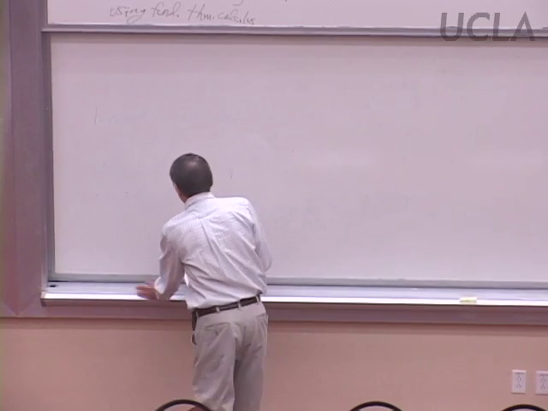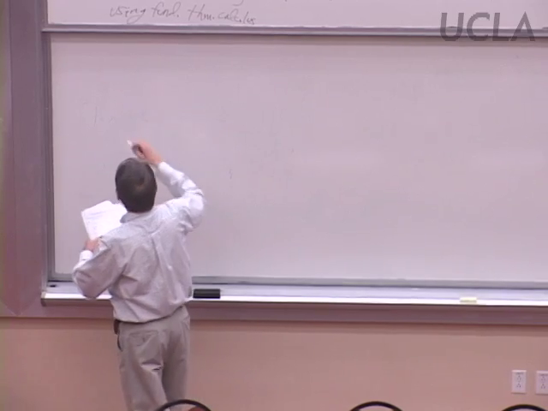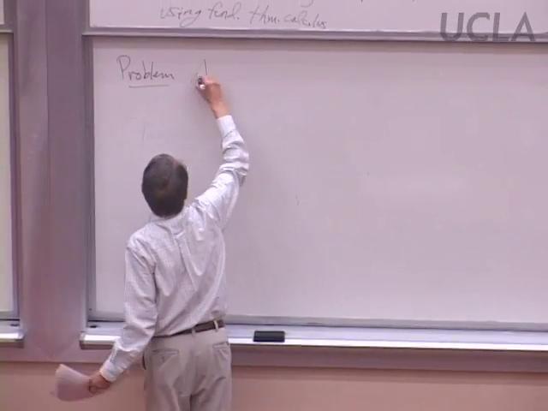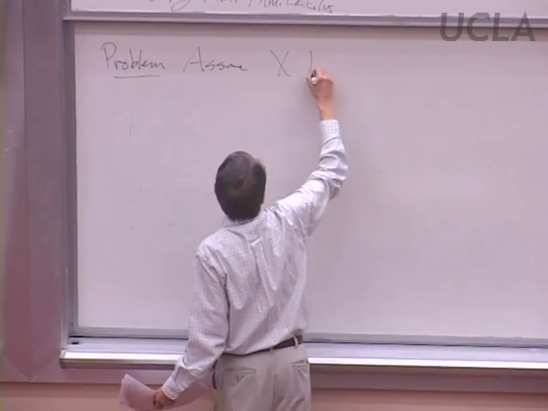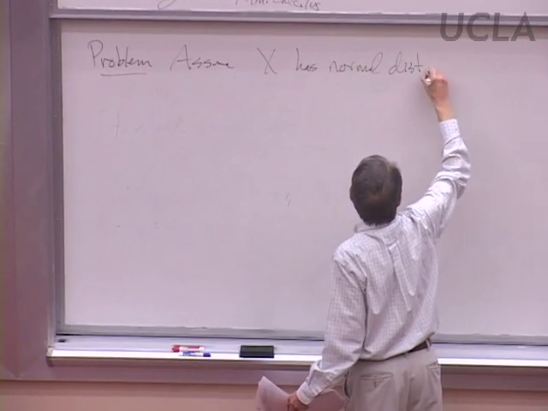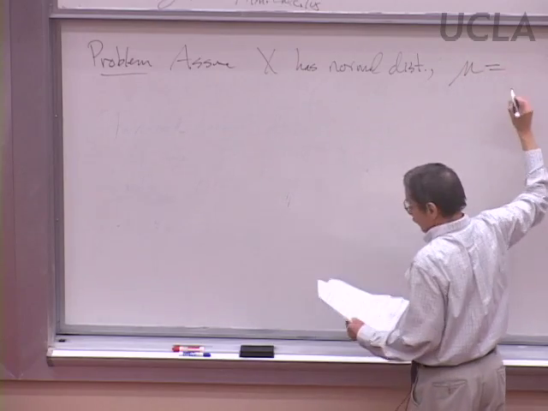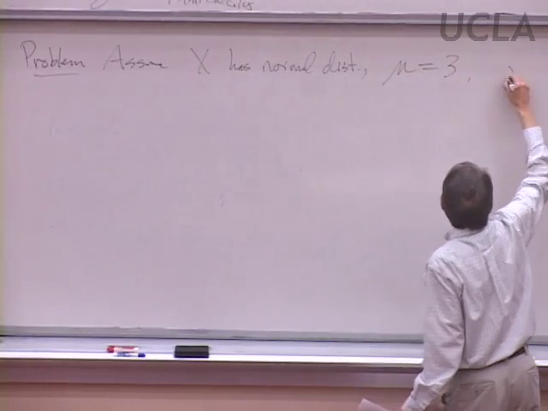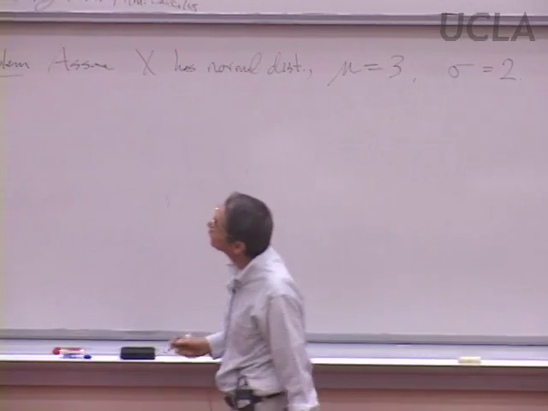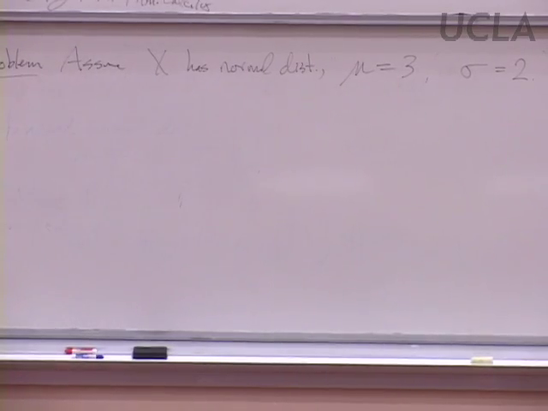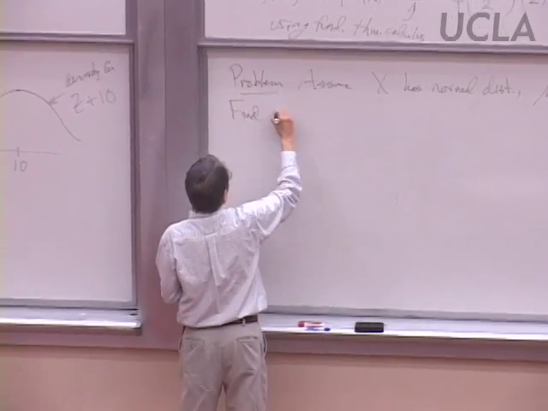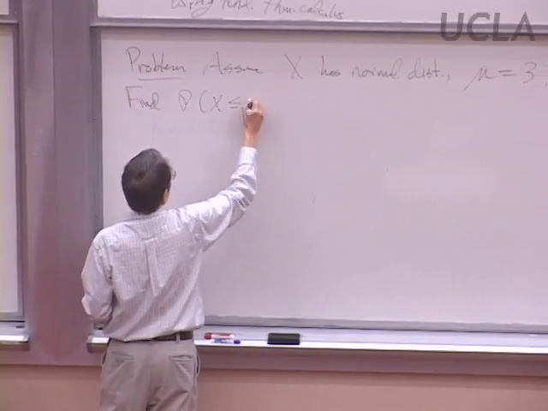So here's a problem. Assume x has normal distribution with mean 3, standard deviation 2. So that's going back to that situation up there. We want the probability that x is less than or equal to 4.